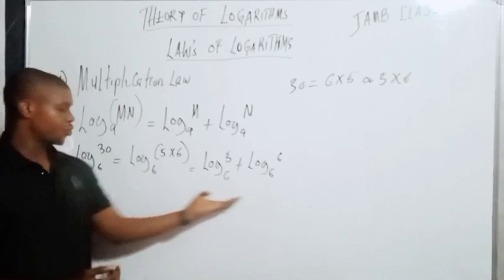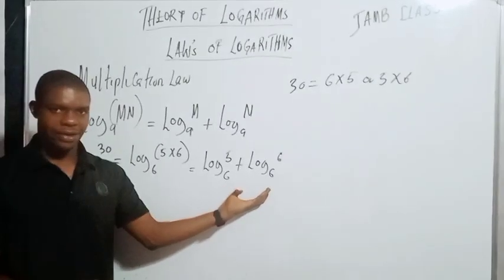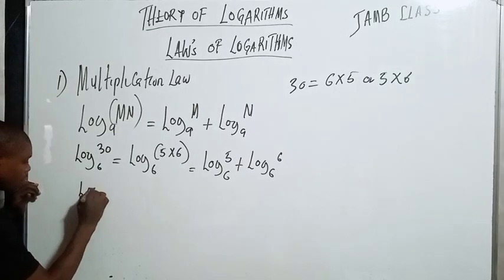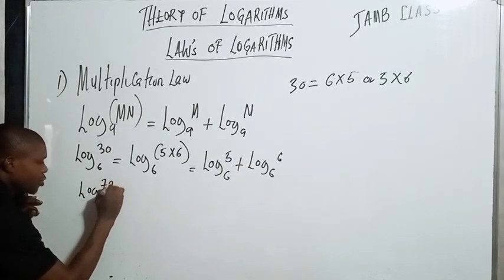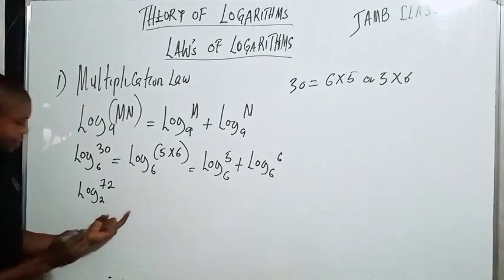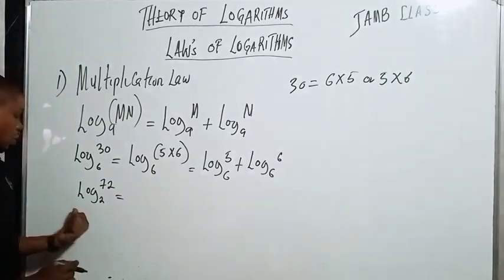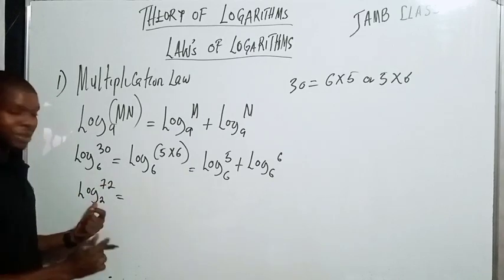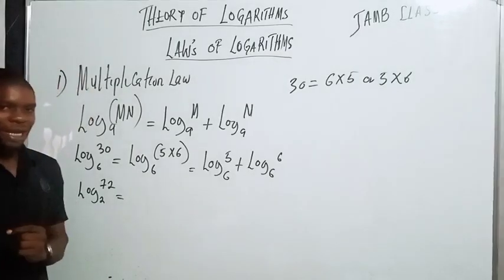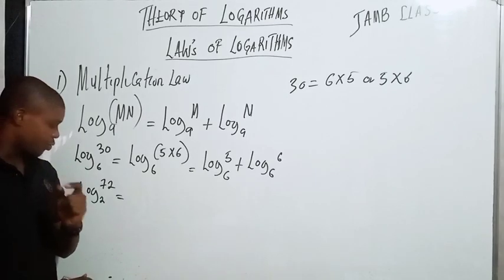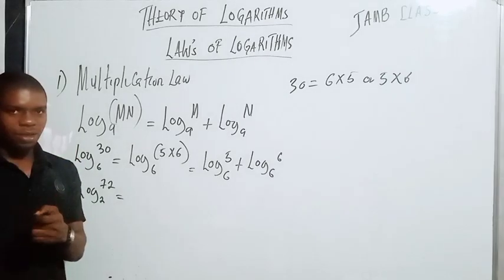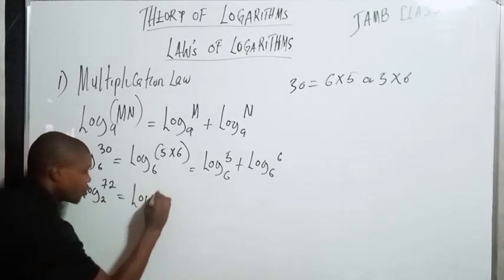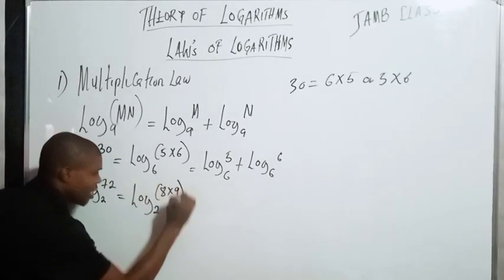Do you understand? So if you have something like log 72, can you evaluate this one for me? How do you evaluate log 72? What numbers can we multiply to give 72? 72 is 8 times 9. So it's going to be log 2 of 8 times 9.